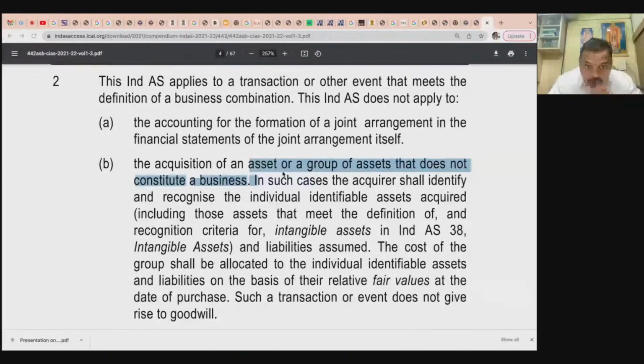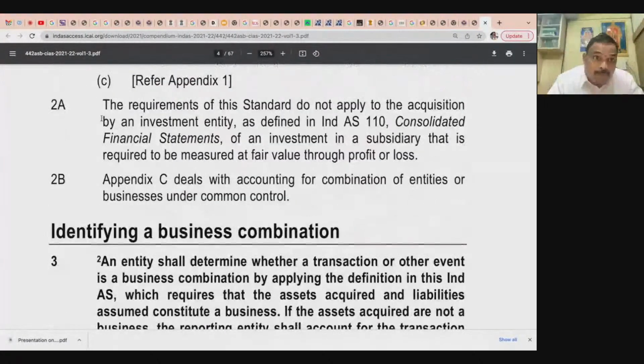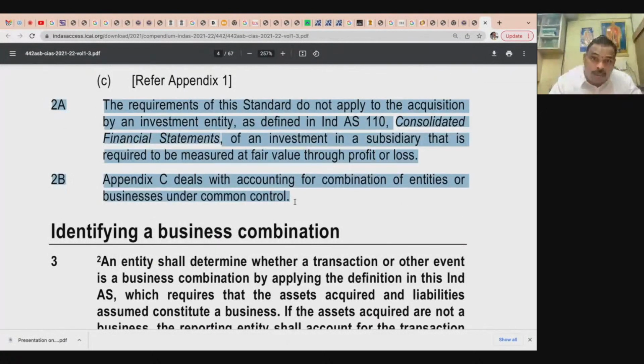Now come to one more thing. Look at 2A. This 2A and 2B are carved in. Please understand why it is carved in. 2A is inserted, and in the Appendix B, paragraphs B1 to B have been removed. That is called carve out.